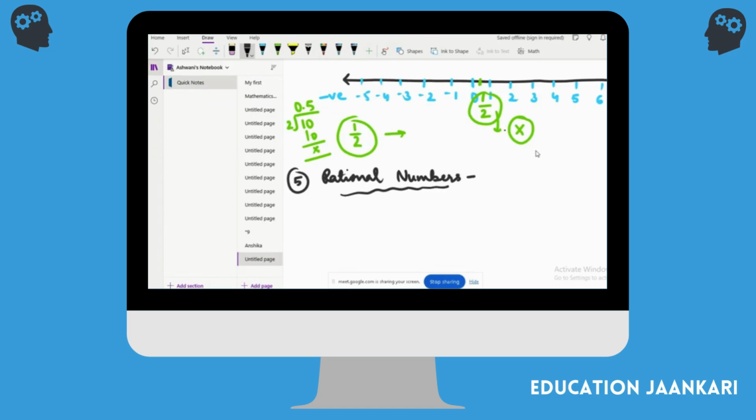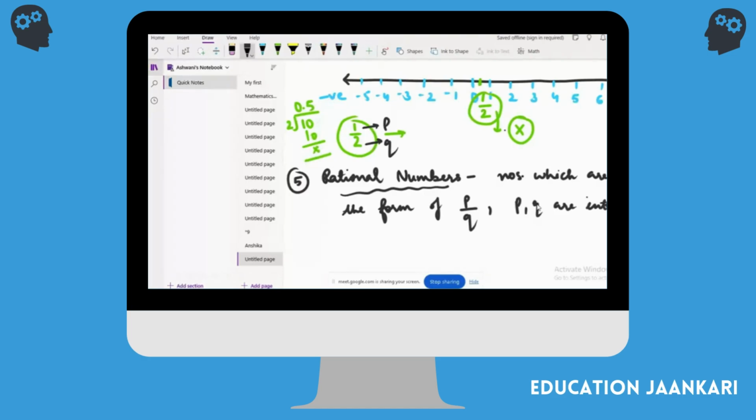Very easy. Numbers which are in the form of P upon Q. See, this 1 upon 2 is in the form of P upon Q. 1 is P and Q is 2, right? Where P and Q are integers. P and Q are integers or not?